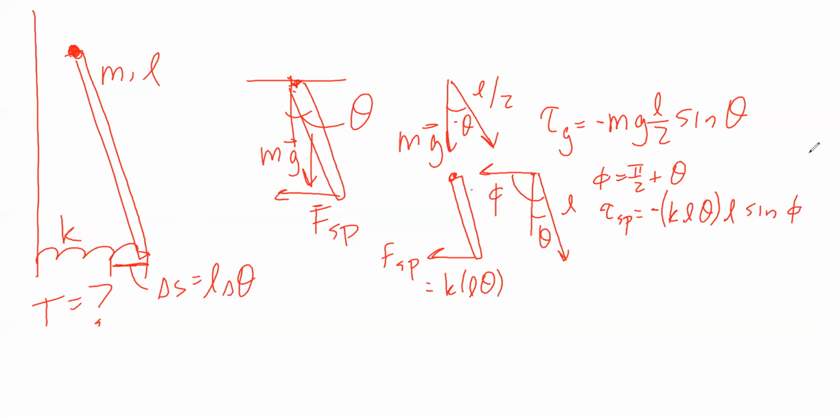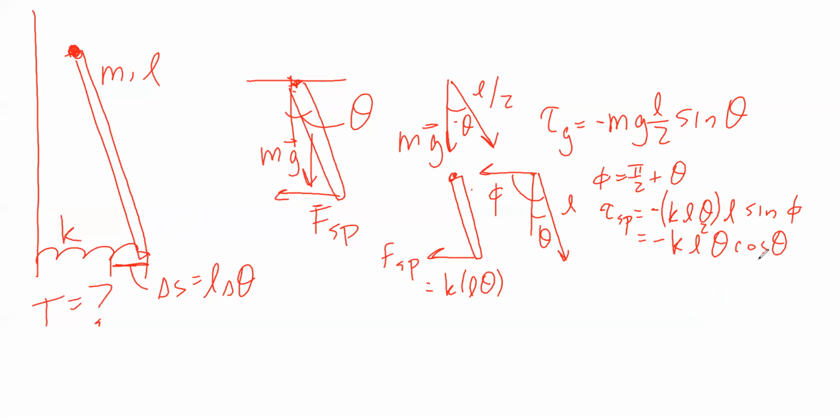But interestingly enough, if you take the sine of phi, you remember one of these trig identities, that sine of pi over 2 plus theta actually equals cosine theta. And if you don't remember, just think about what happens when theta is 0. When theta is 0, sine of pi over 2 is 1, cosine is 1, so it is positive. As the angle increases, they both decrease. So it's actually cosine of theta. So this is minus kL squared theta times cosine of theta.